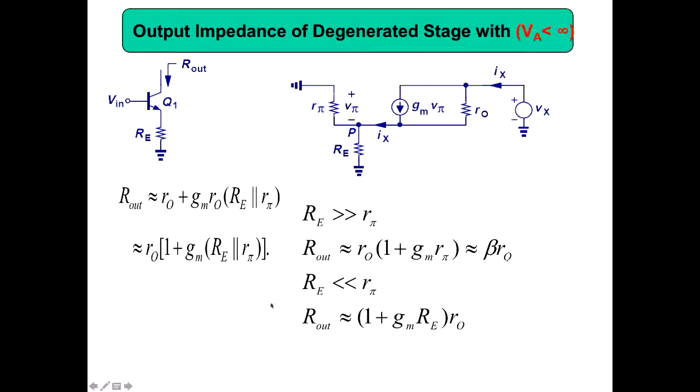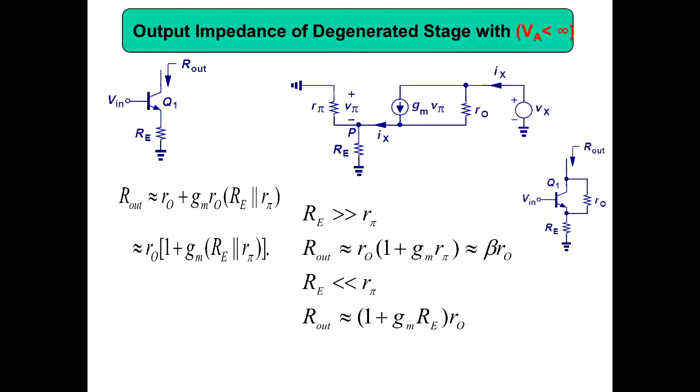Then when Re is much less than R pi, you get 1 plus gm Re times RO, because you don't have to take R pi into account. R pi is a big value, and in the parallel combination the lower value will predominate. Then R out equals 1 plus gm Re times RO. So you will see this expression as well. When you see it, please bear in mind that the assumption is Re is much less than R pi, the input impedance.